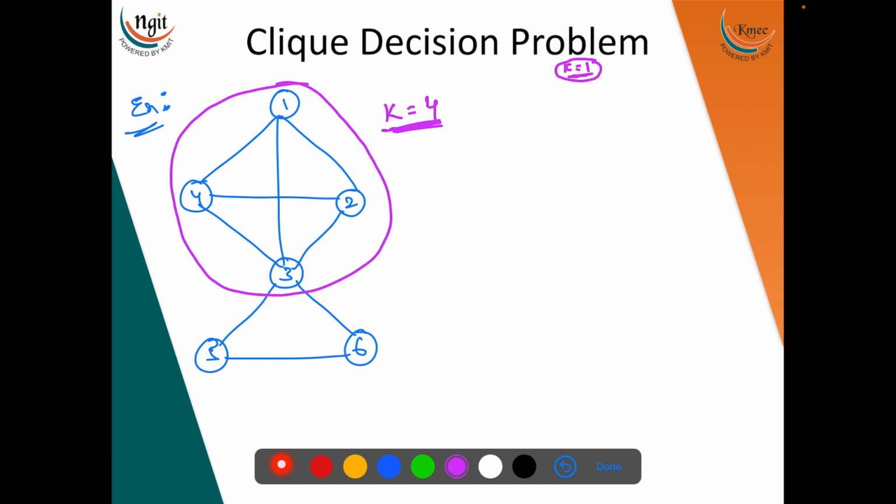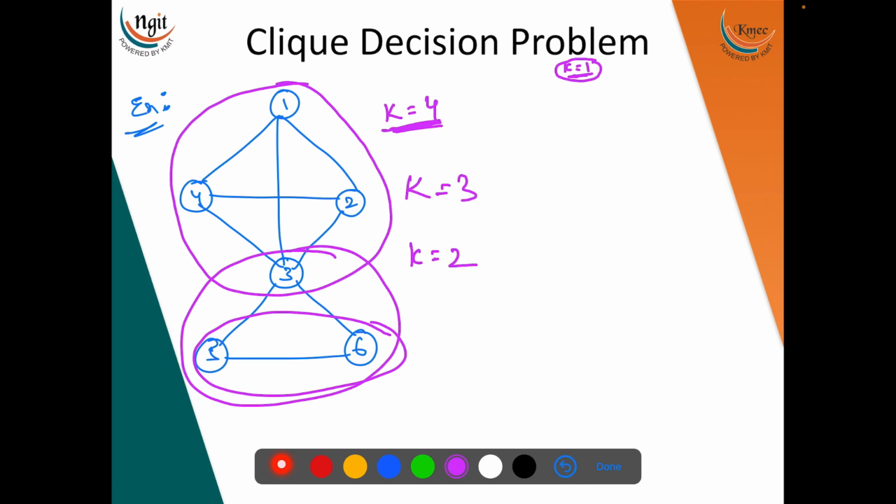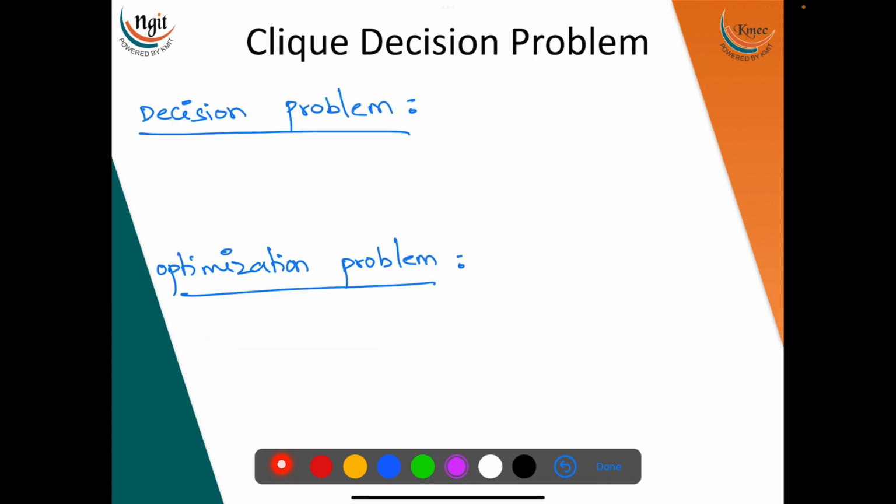So this is one. And is it true that I can form one with K is equal to 3 also? Yes, and this is one more subgraph, correct? It is also a complete graph with 3 vertices. Now, is it true that I can form one even with K is equal to 2? Yes, it is also a clique. If I take 5, 6, that is also a clique. Now let us understand what is a decision problem and an optimization problem. You might have understood how many cliques you have. The maximum clique size is 4, right?